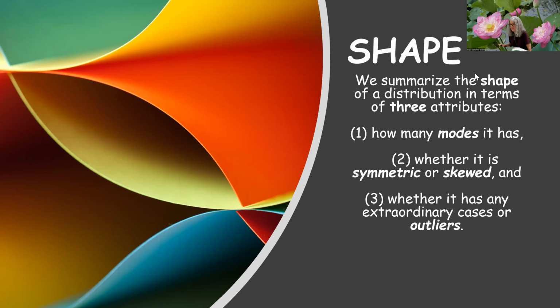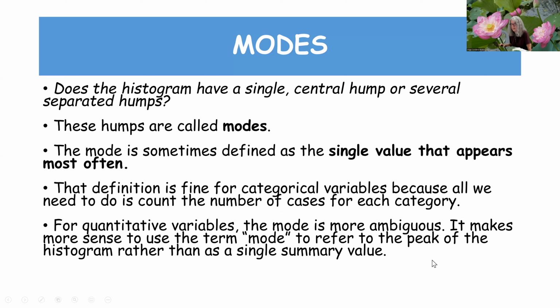So to summarize the shape of the distribution in terms of how many modes it has, if it's meaningful. Some data sets have as many modes as points because all of them are different. Whether it's symmetric or skewed, or whether it has extraordinary cases or outliers. That's really important. We want to see that in either direction.